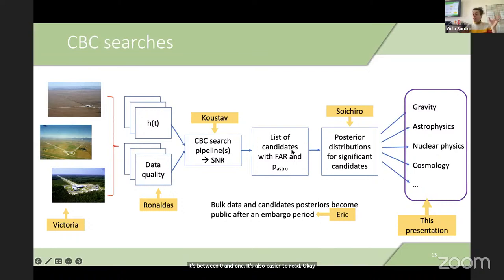Okay, so we have a list of our significant candidates. Then we take the data around their GPS time, and we feed this to this very expensive Bayesian inference analysis that you've just heard about from Soichiro. And this will give us a set of posteriors for these candidates. And what we will talk about in my presentation is what we do with them. And we will see that together, we will use them to understand gravity, astrophysics, nuclear physics, cosmology.